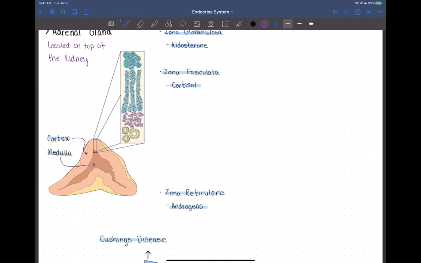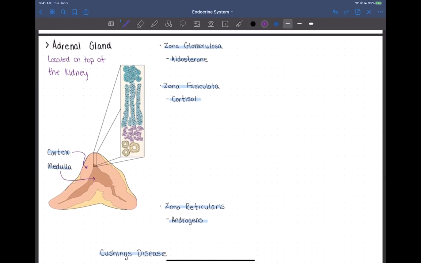The cortex is a much larger part of the adrenal gland. The medulla in the inner part is actually associated with the sympathetic nervous system. All right, and so epinephrine and that kind of thing are going to come from that medulla. And so that's what we're going to talk about in the next video. Here we're going to focus on that adrenal cortex.